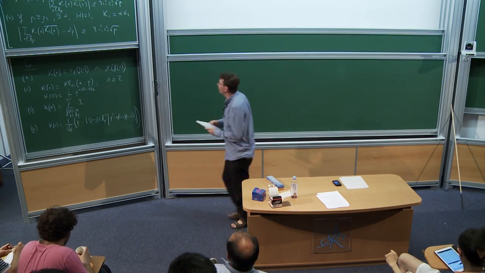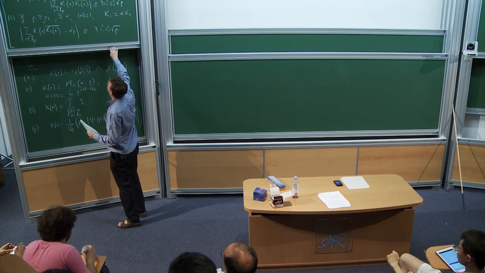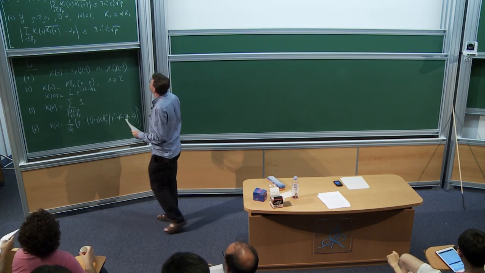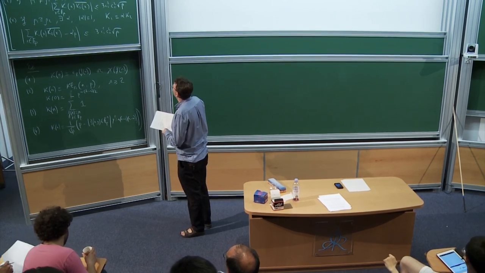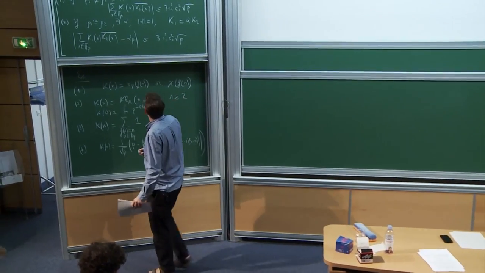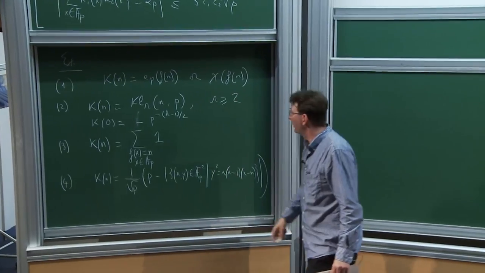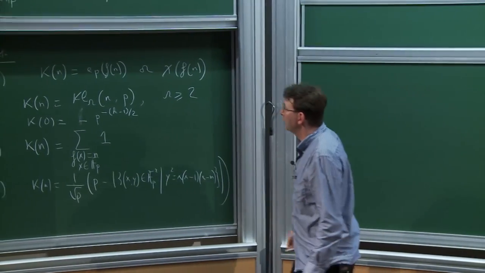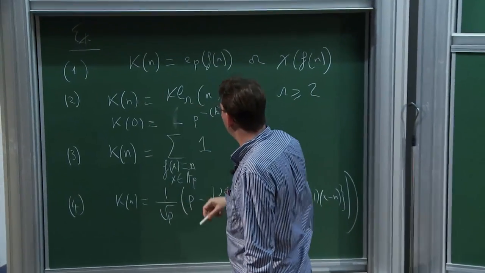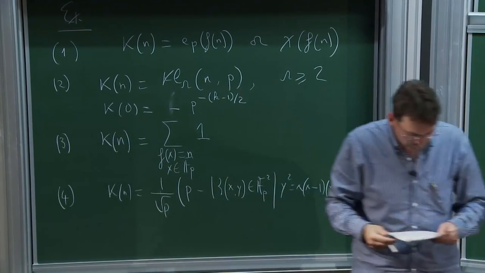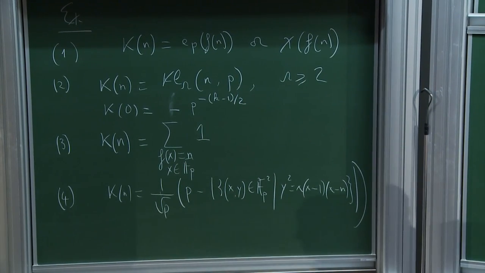OK, so I wrote down again here the main theorem, the Riemann hypothesis, in the way I phrased it yesterday. And here I recall the four examples I had written. And I wrote down, with the normalization, the way I define Kloosterman sums, this is indeed the right value.